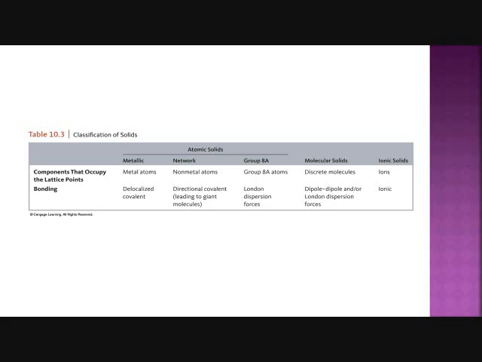It's just a good classification of solids. Technically, we have three types of atomic solids: metallic, network, which we're going to talk about in a second, and then group 8A. Group 8A are the noble gases, which tend not to form solids, but in certain conditions they could, so that's why they're included there. Molecular solids have discrete molecules like water or CO2, and ionic solids are made up of ions only, so the only bond holding them together is an ionic bond. Okay?